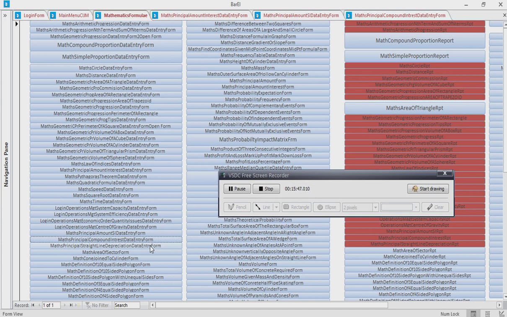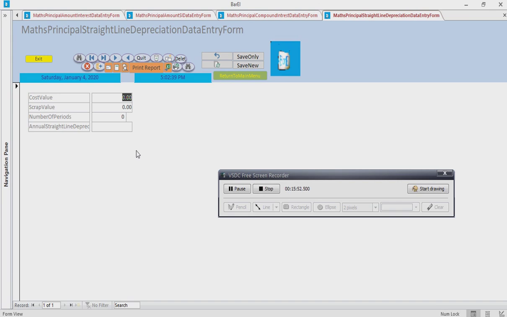In straight line depreciation, if the cost value of an asset is, let us say, 5,000, the scrap value is 1,000, and the number of periods is, let us say, 10, then the straight line depreciation value is 400.